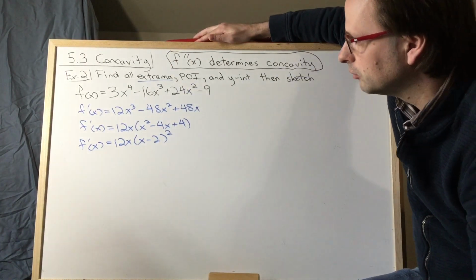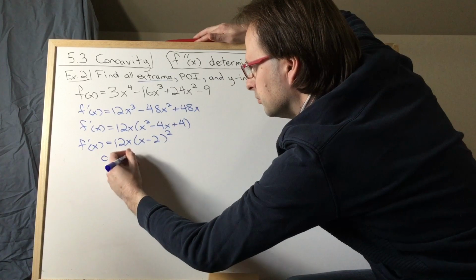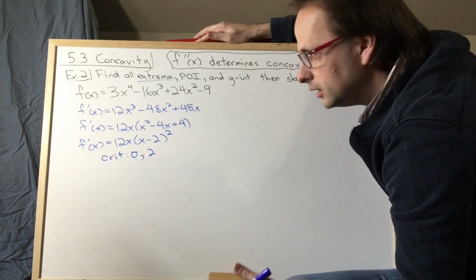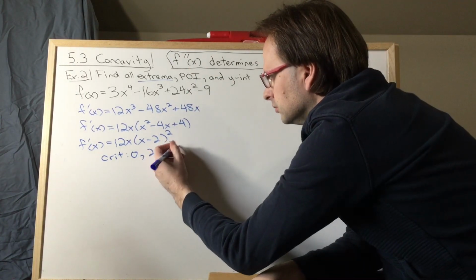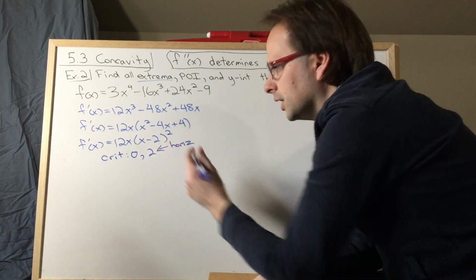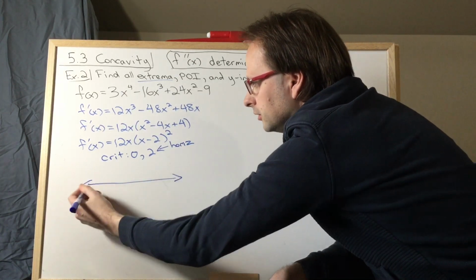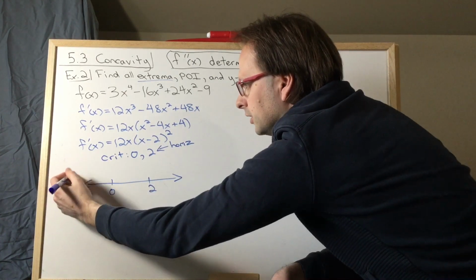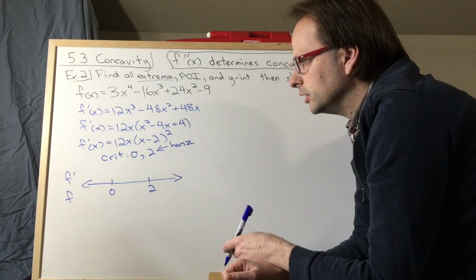Now I know that my critical values on the first derivative are 0 and 2. All I know about those points right now is that it's horizontal at those points, because it makes slope 0. I do have to test on a number line to see what's happening. And I'm going to test in the first derivative and think about what it means on the original.